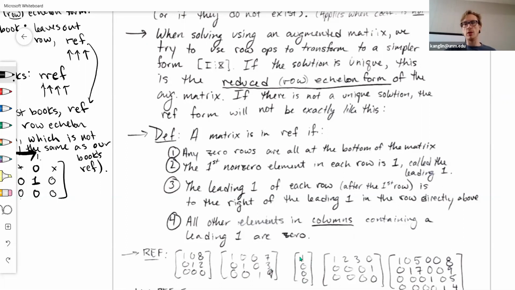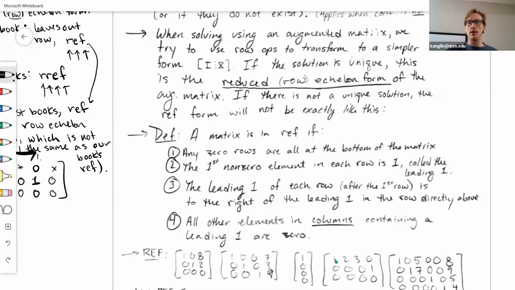This one here, there's only one column. The first row has a 1 in it, meaning all the 0 rows are at the bottom of the matrix. That's good. That leading one there has zeros all above and below it, so we're satisfying all the other requirements. Yeah, this one's reduced row echelon form as well. So it looks very strange, but still reduced row echelon form.